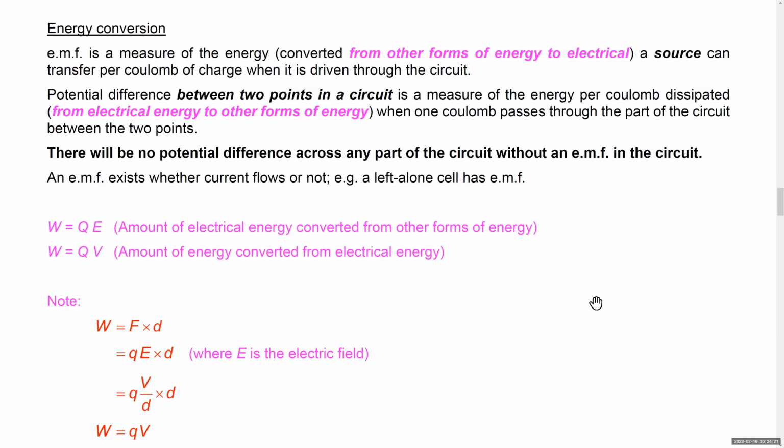So basically, EMF is a measure of the energy converted from other forms of energy to electrical energy. It is what a source can transfer per coulomb of charge when it's driven through the circuit. The potential difference is a measure of the energy per coulomb dissipated when 1 coulomb passes through part of the circuit between 2 points. Regarding the equation W equal to QV, we can start with work done equal to force times distance, and the force is QE, where E is the electric field, and E is equal to the potential gradient, which is V divided by d. So therefore, the work done will be QV.